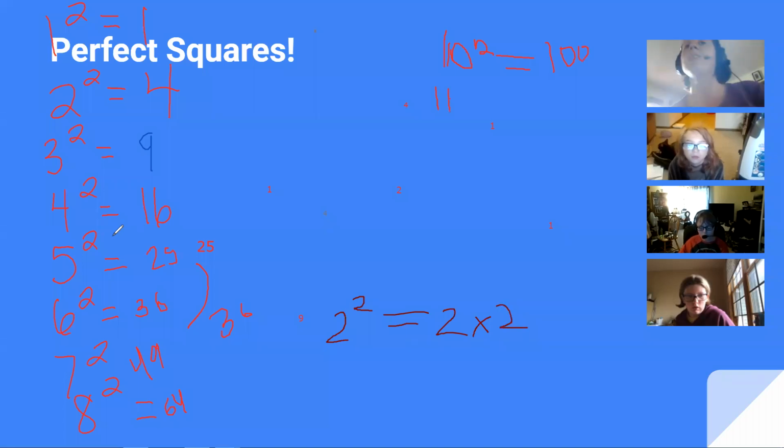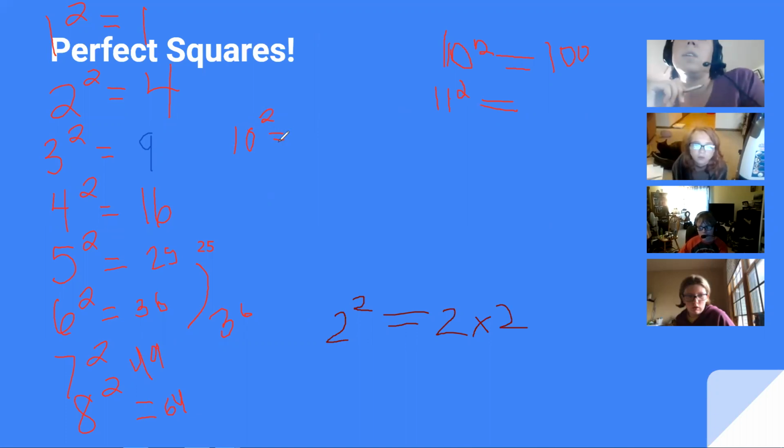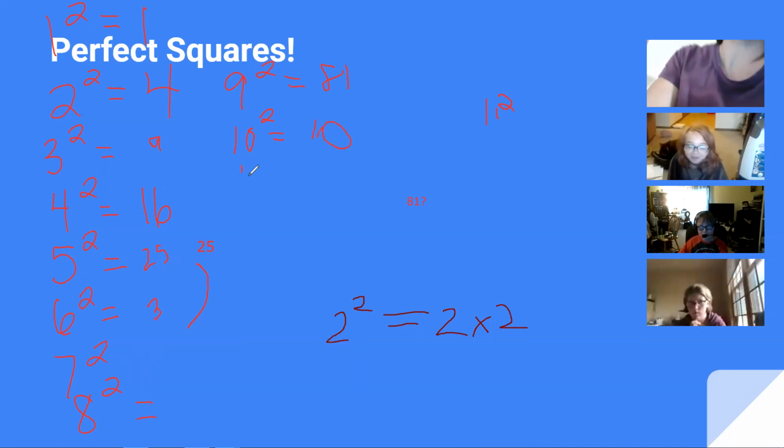Right. 2 squared is the same as 2 times 2. That's right. 10 squared would be 100. Very good. What about 9 squared? 18. No. You're doing what everybody does. And then 81. You caught yourself, Annabelle. I love the cameras on. She was like 18. No, wait. That was awesome. And then 11 squared, 12 squared, and 13 squared.